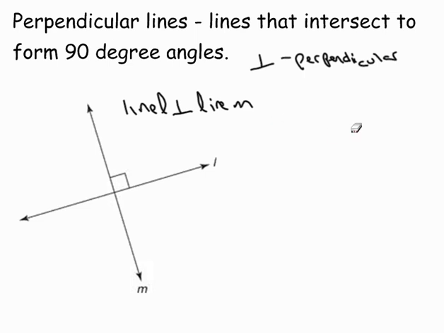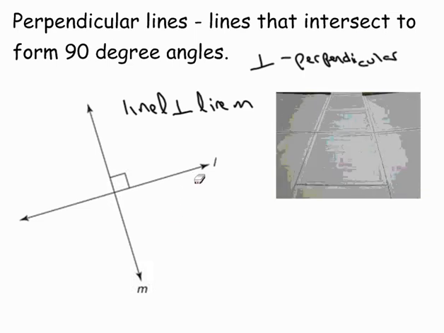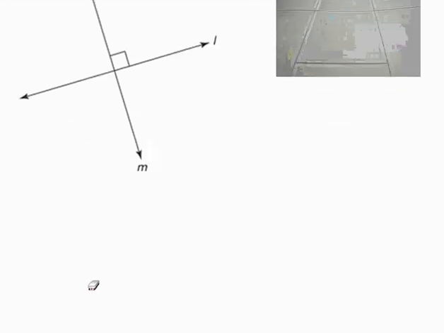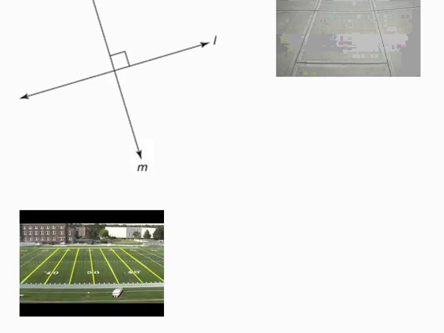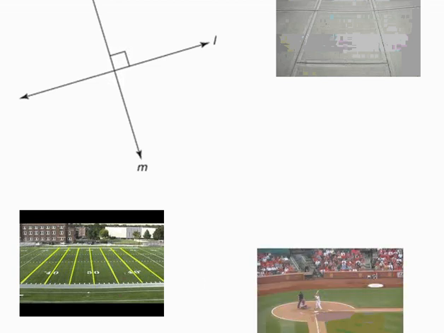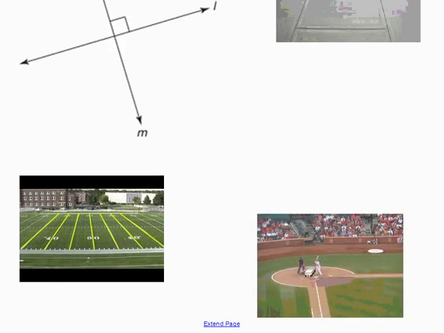Perpendicular lines are all around you. If you're walking down the street and you look on the floor, you're very likely to see perpendicular lines that look like this. These are lines that intersect and they form 90-degree angles. A football field is full of perpendicular lines. And on the baseball field, if you look at the third baseline and the first baseline, they form a 90-degree angle as well.